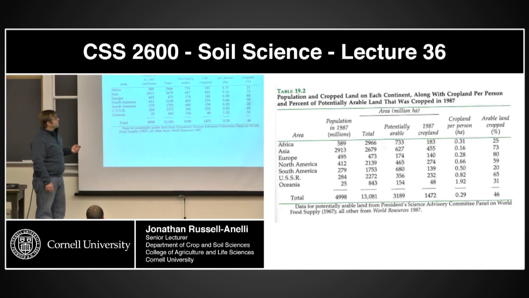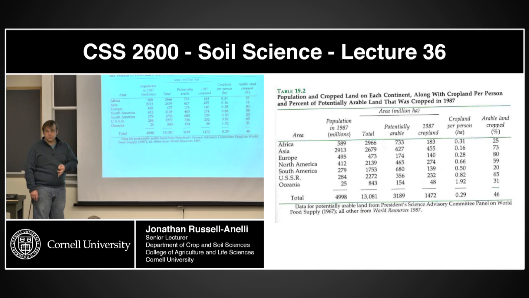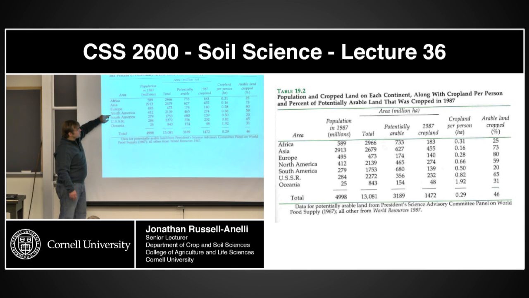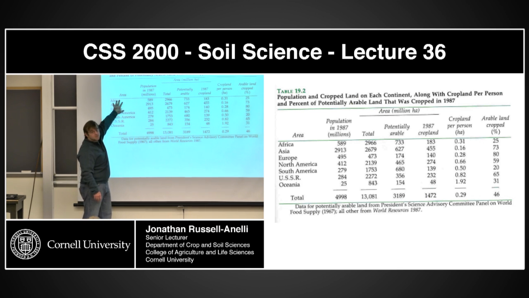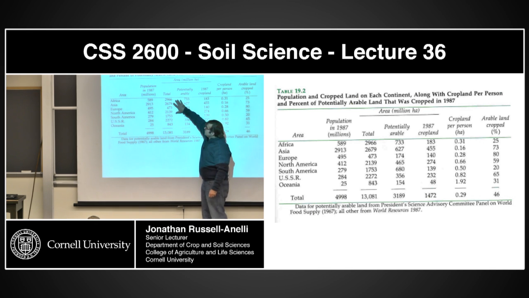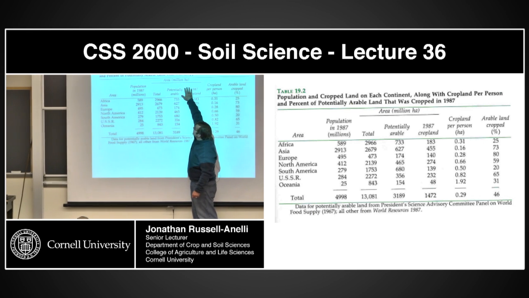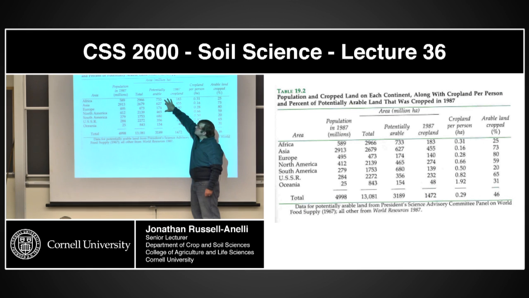If we think about population, and we think about how much land everybody actually has to grow food per person, per capita arable land, okay? Again, let's look at Africa, and we'll use North America as a comparison. Population in millions, 589 million in Africa. Now this is 1987 data, so this is pretty dated. Versus North America, we're looking at 412 million. Of the area, North America has less than Africa. Africa has 2,966 million hectares. North America has 2,139. Potentially arable land, Africa has more, 433 versus 465 million hectares.